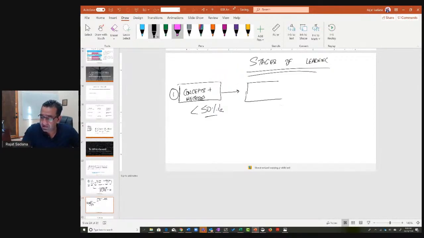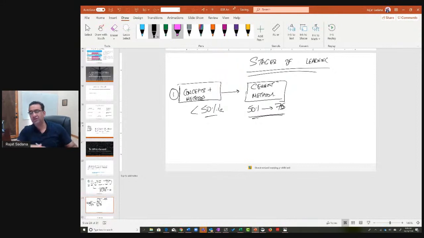The second stage is what we call cement methods. If your ability score is upwards of 50 percentile to 70 percentile, or 70 to 75, that's what you do, cement methods, which means you know the concepts, you somehow know the methods, you need to cement those methods, you need to make sure you get good enough that you hit that 70th or 75th percentile.